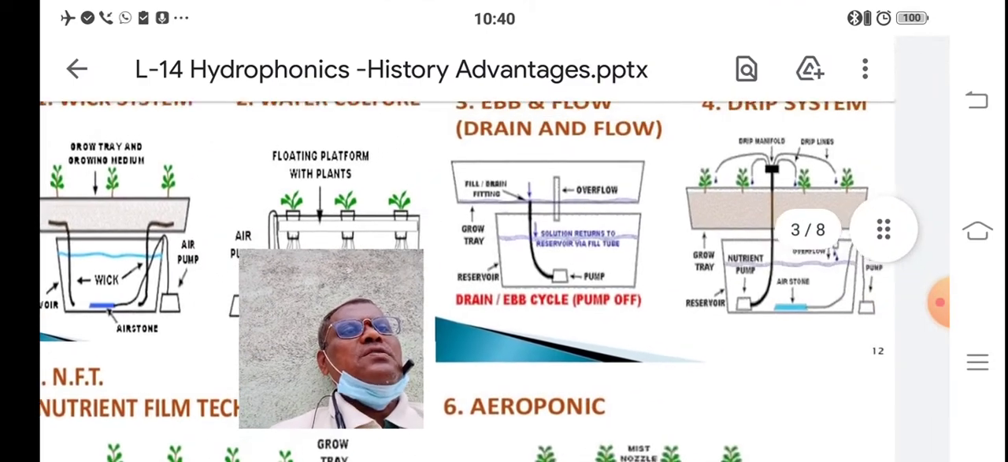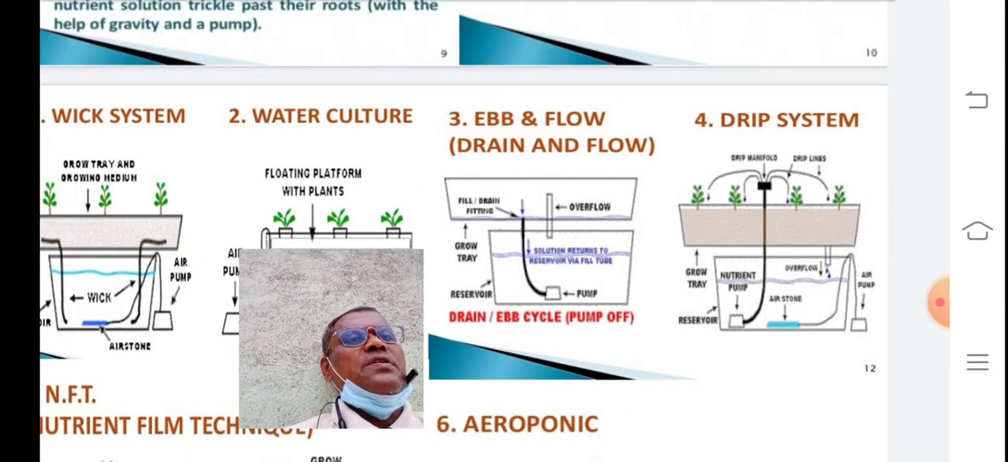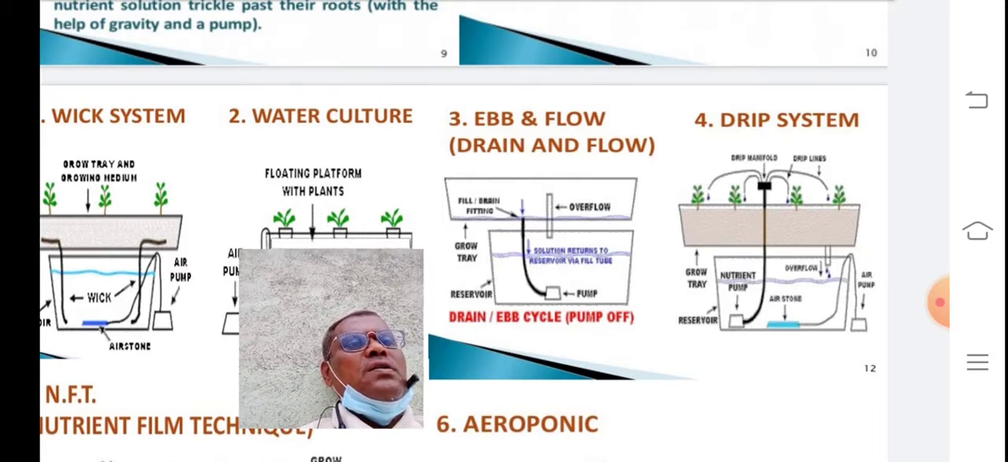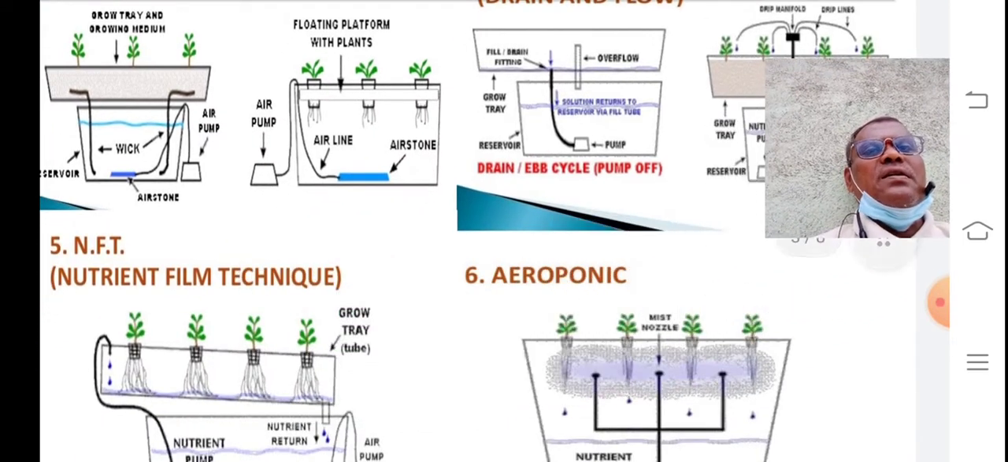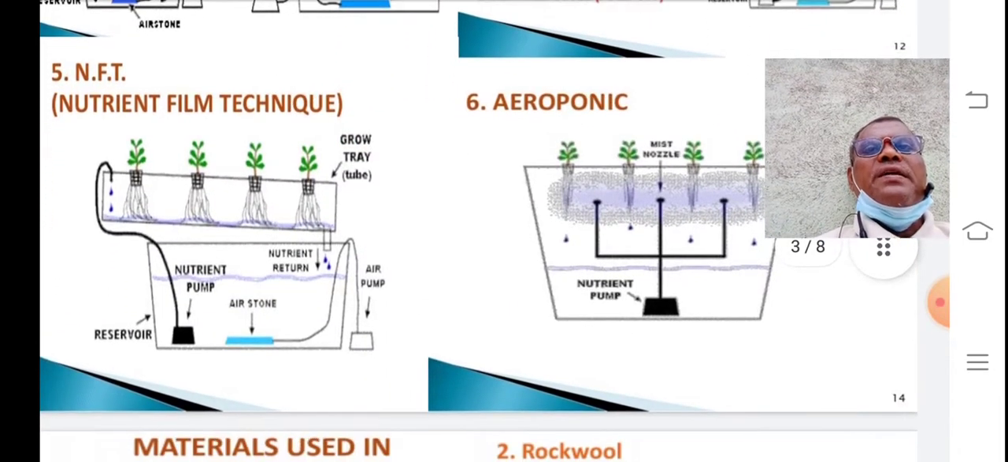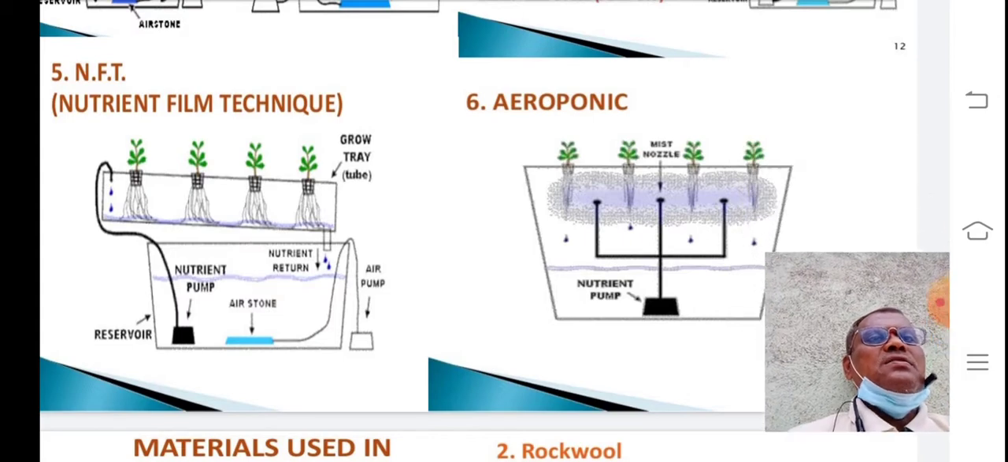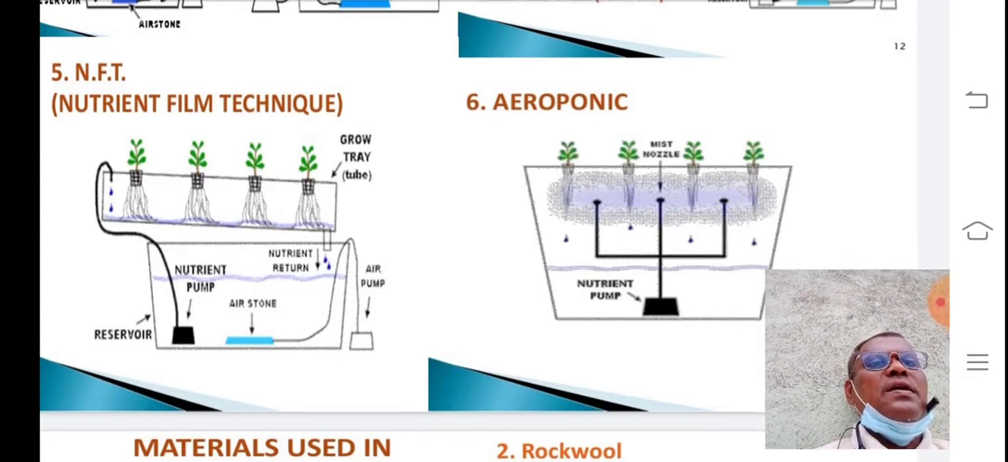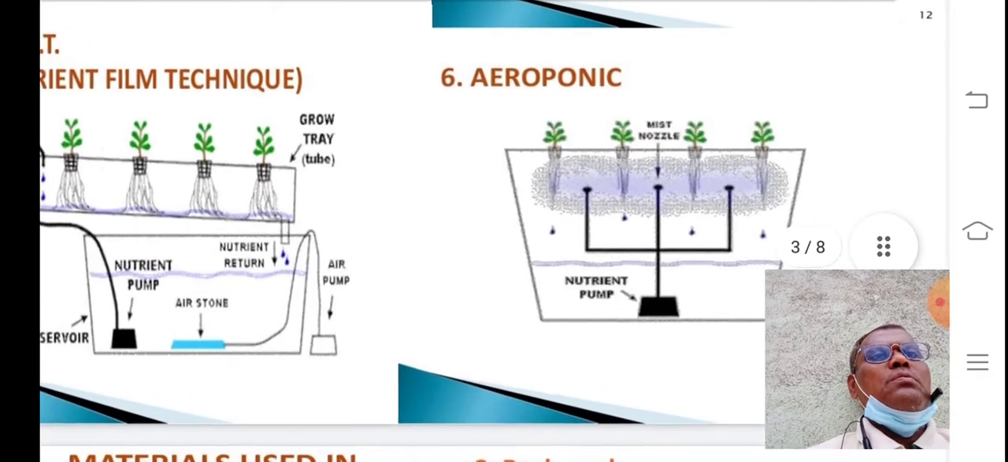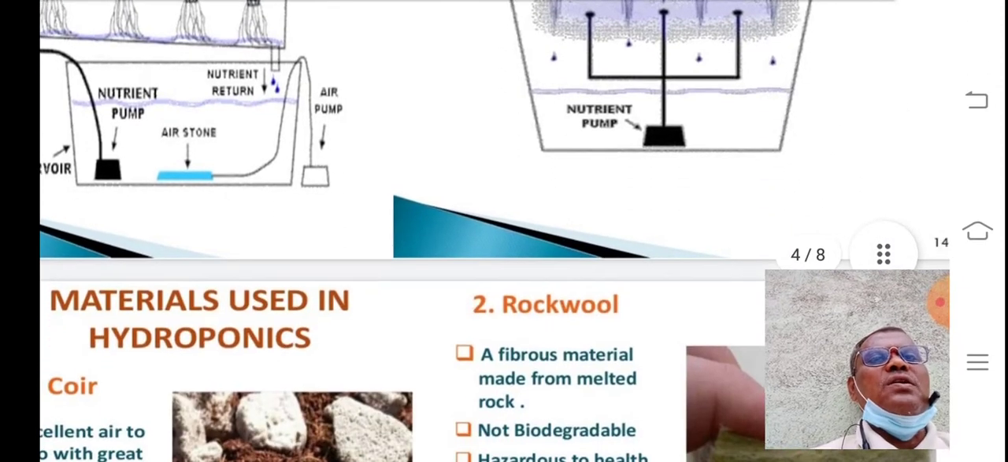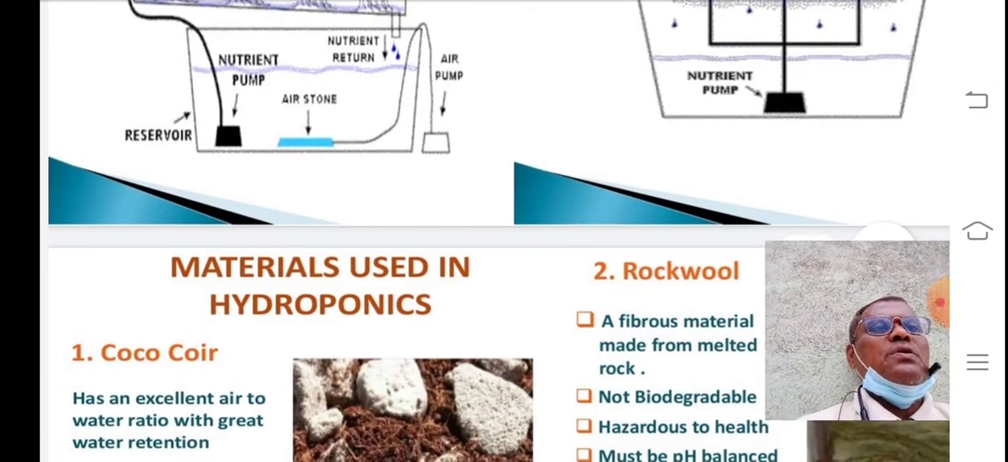Then the next one is the drip system. Like our drip irrigation, water is given drop by drop, with nutrient supply and so on, right? Then the nutrient film technique, where the nutrient film is given to the lower side. There is a water reservoir tank and an air pump. And lastly there is aeroponics. In aeroponics, nutrient is supplied directly and a mist of moisture is given. So these are the 6 types, you remember properly.